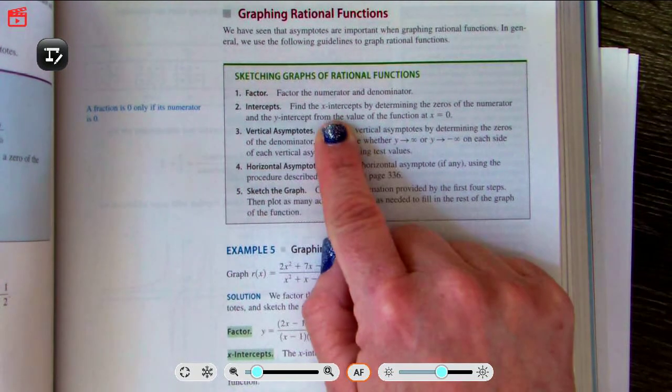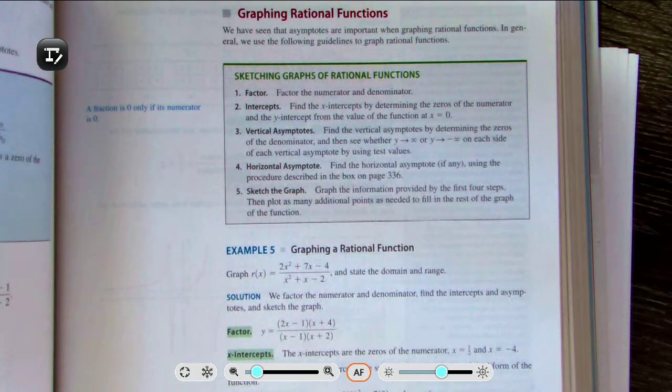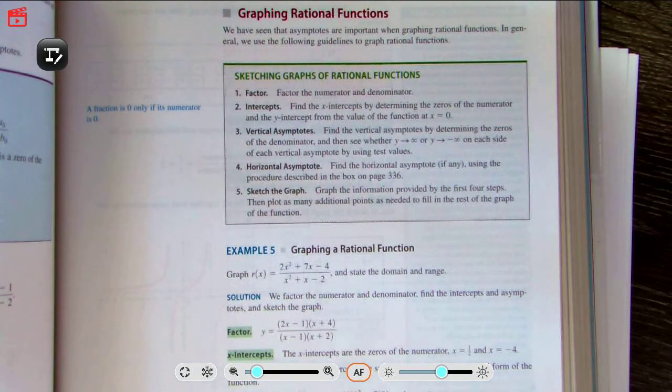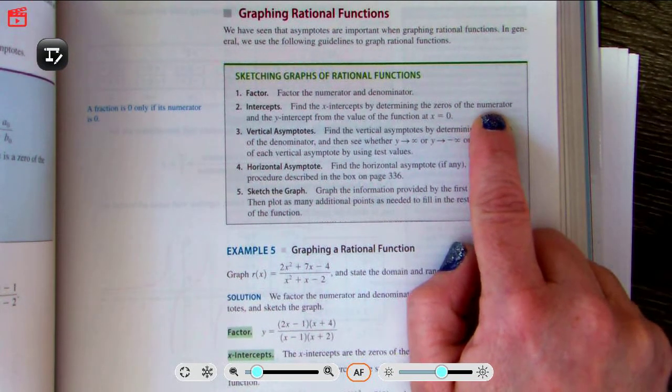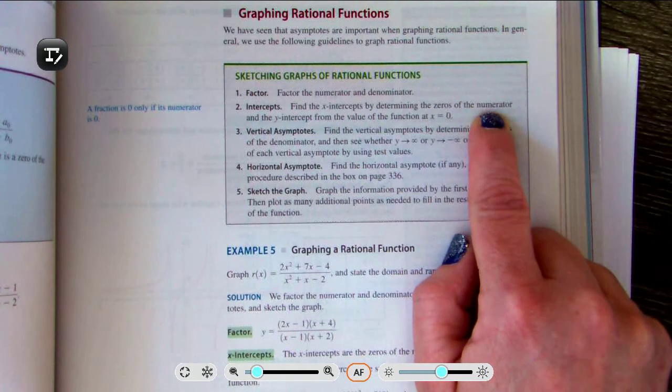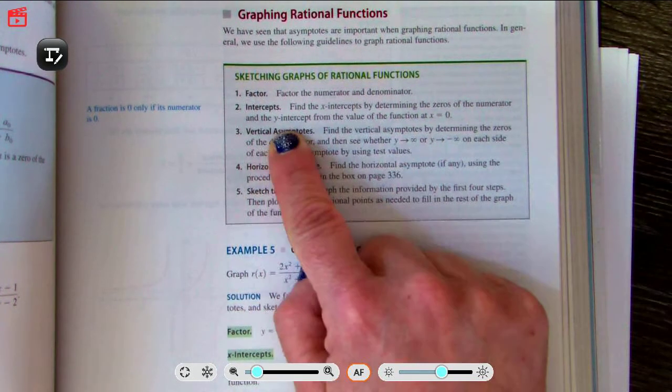The x-intercepts are going to be coming from the zeros of the numerator, because if you set your fraction equal to 0 and you were to multiply by that denominator, it would disappear, and the zeros would come from the zeros of your numerator. And I'll explain this as we go through examples as well. We will also find the y-intercept.